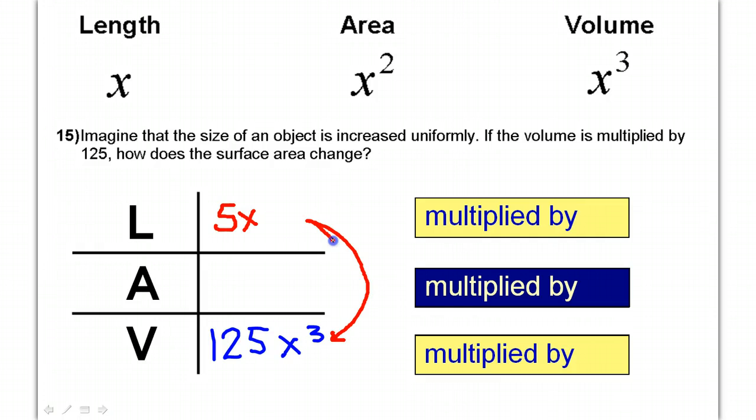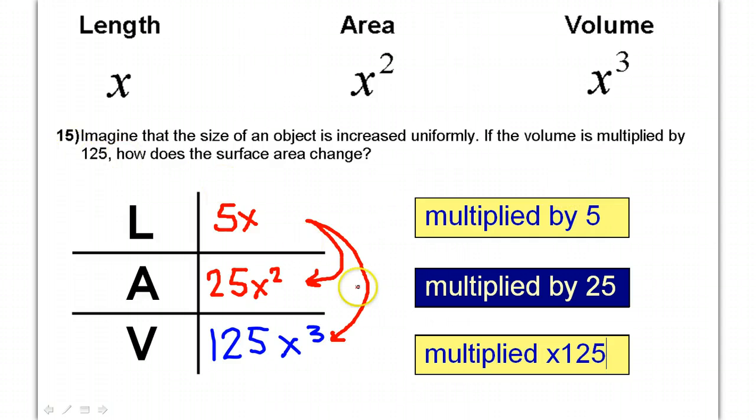Miss Street, talk to me about the area then. 25x squared. Okay? So, Yvonne, the length was multiplied by what? 5. Okay? Denzel, the area was multiplied by... One more time? Did you say 25? Okay. The area was multiplied by 25. And of course, the volume was multiplied by 125. Of course it was.